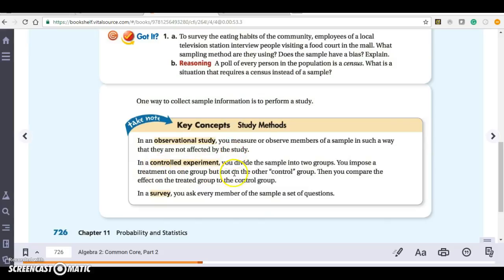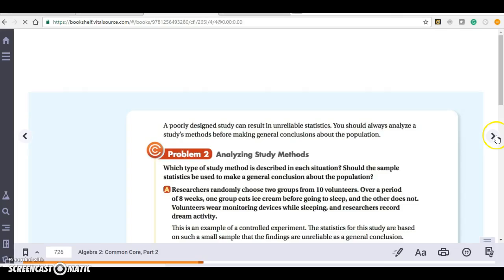A controlled experiment, you divide the sample into two groups. You impose a treatment on one group, but not on the other, the control group. Then you compare the effect of the treatment group to the control group. And in a survey, you ask every member of the sample a set of questions.